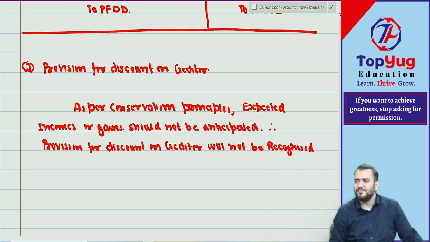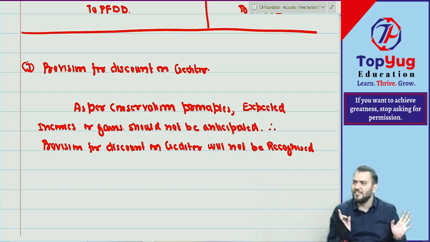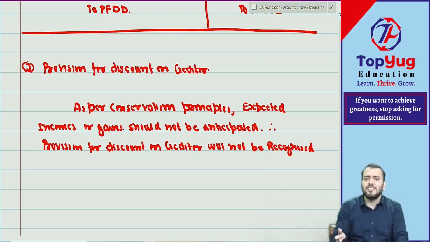Correct. If suppose they ask you to create provision for discount on creditor, say bye bye, will not create. No adjustment. Understood? However, they will not inform you. But normally a student asks, why are we not creating provision for discount on creditor? Because we receive discount, so it becomes expected gain. Ignore it.